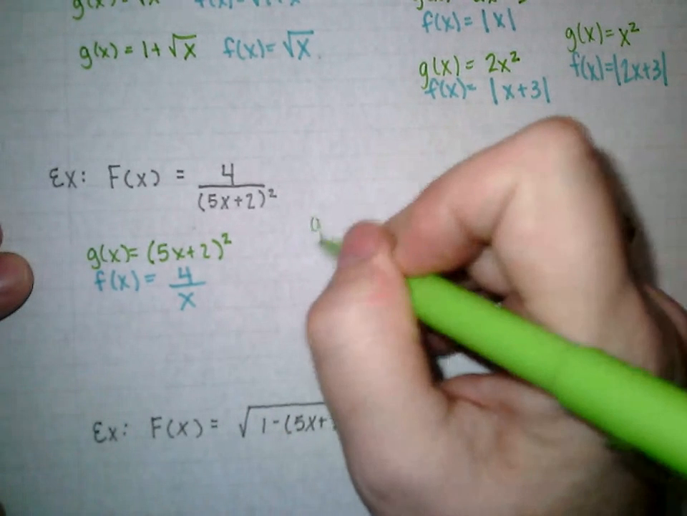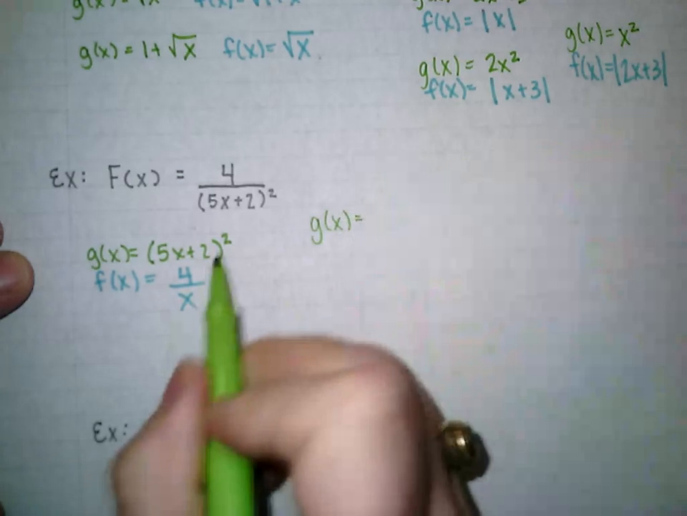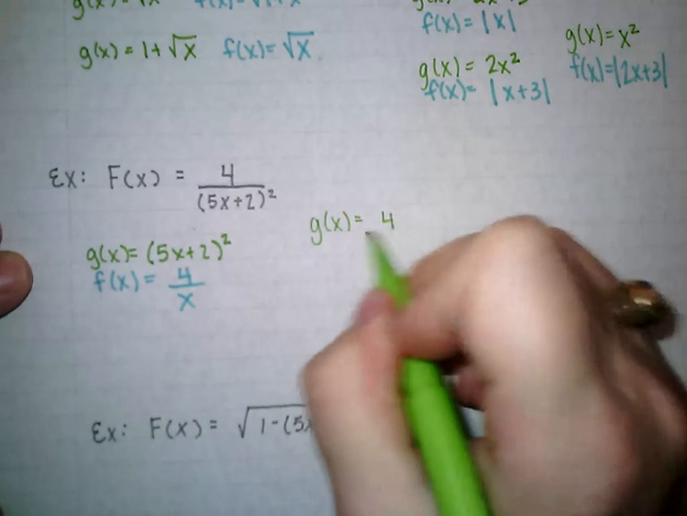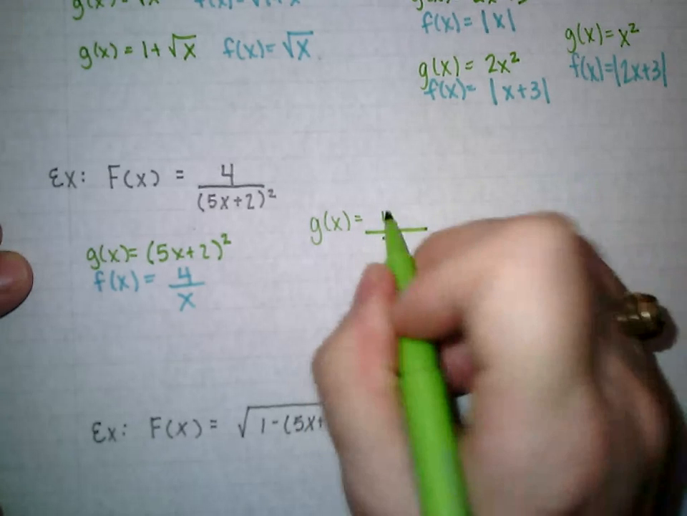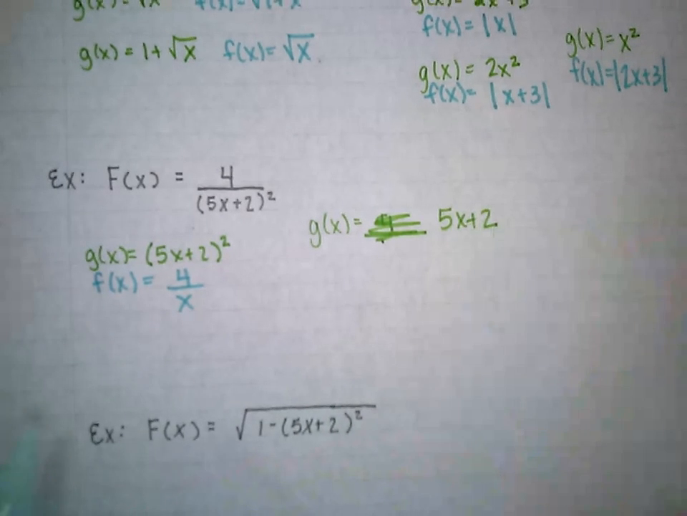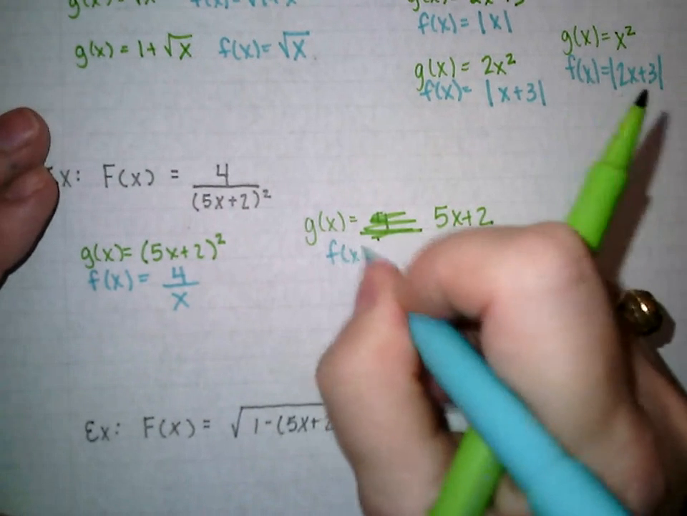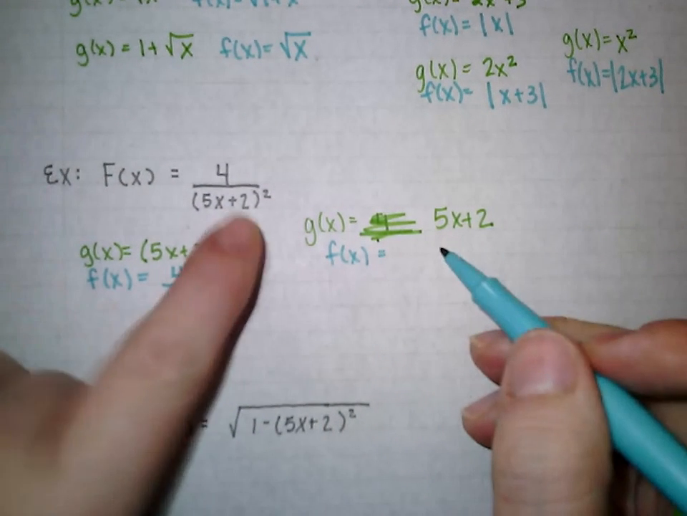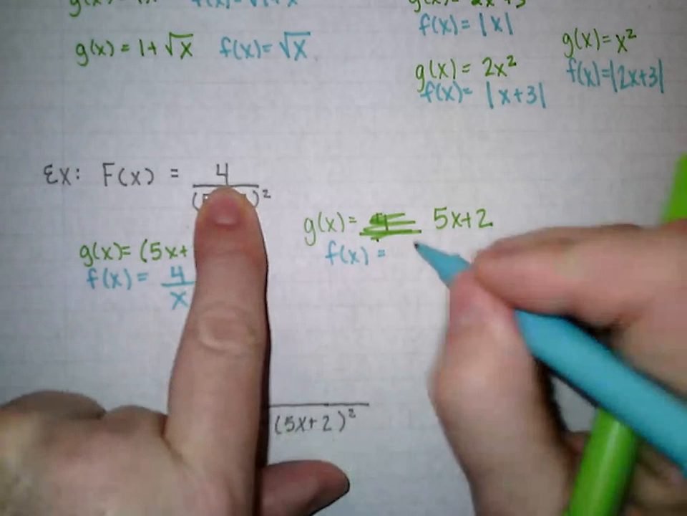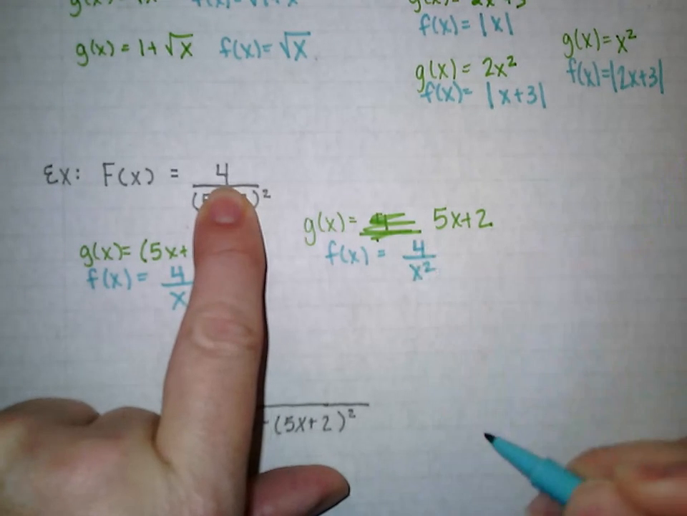But I could also do, kind of related to that, instead of squared, I could just do 5x plus 2 for my input function. So then I'm replacing just 5x plus 2. So now I would need 4 over x squared for my denominator.